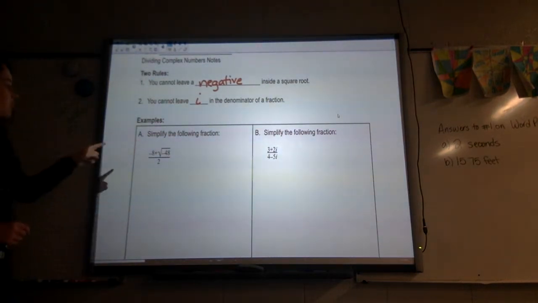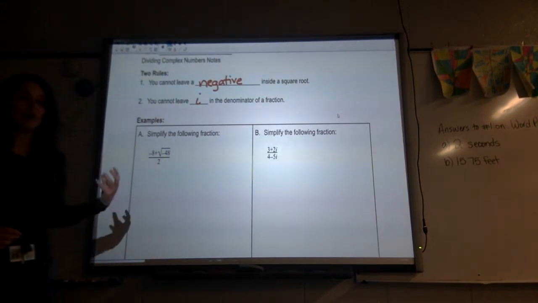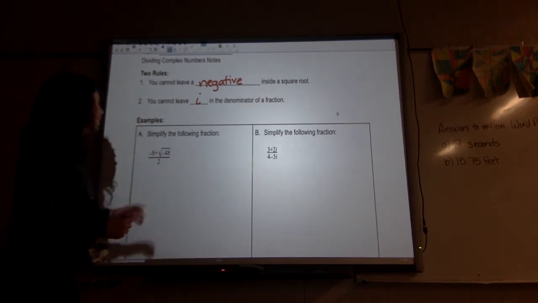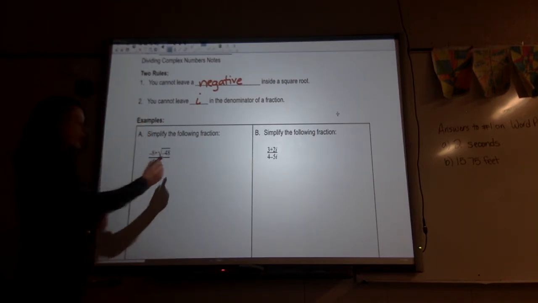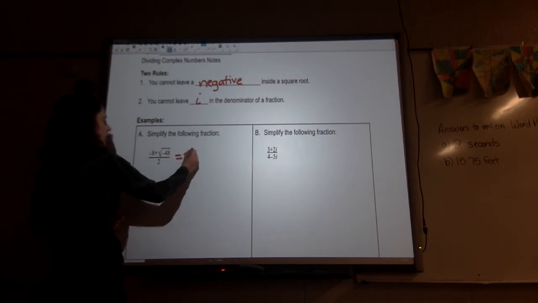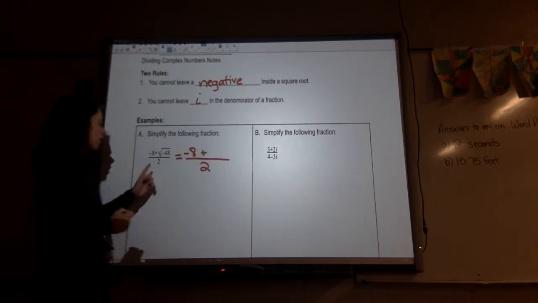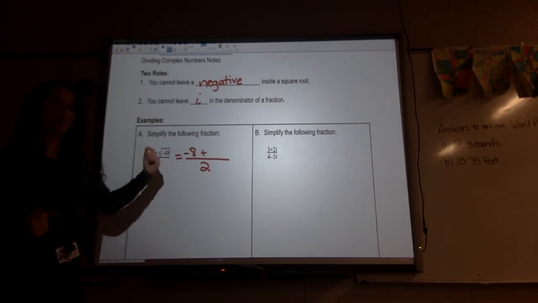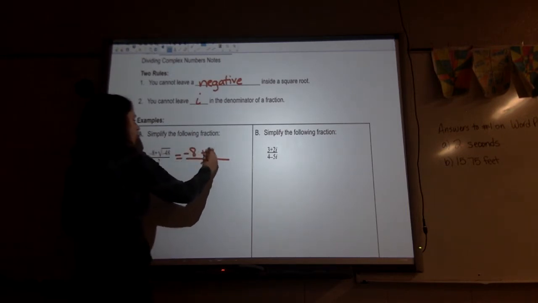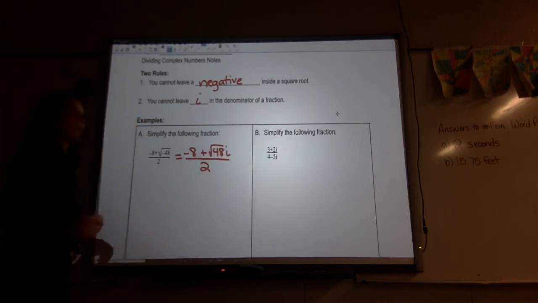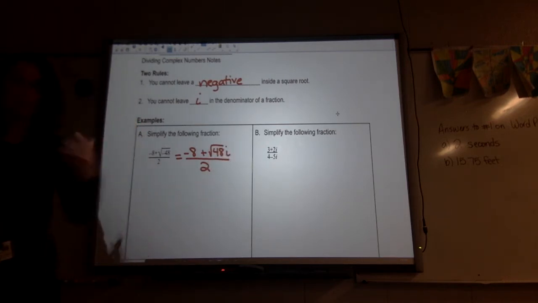What's wrong with this answer right now is that it's not simplified. First of all, there's still a negative inside the square root. So first of all, I'm going to take care of that negative. I'm not going to change the negative 8 or the 2. That's going to stay the same. But what is going to change is instead of having the square root of negative 48, it's going to be the square root of 48 with a little i right next to it on the outside. There's step one.